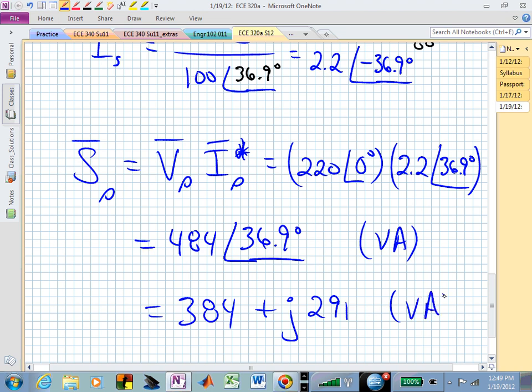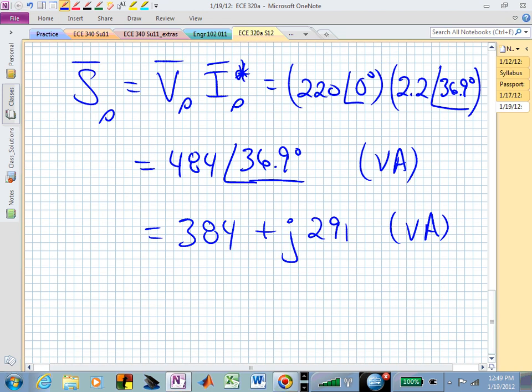The units here are still volt amperes. If I pulled this out, this is my real part. This is my reactive part. And if I said, okay, this voltage is supplying 384 watts of power. It's also supplying 291 VARs. I need to tell you the sign of that.